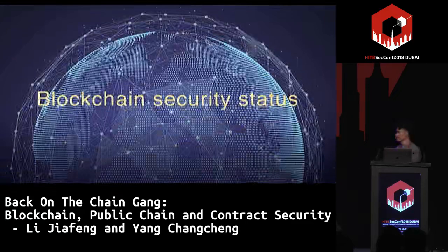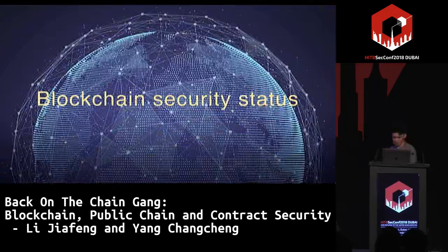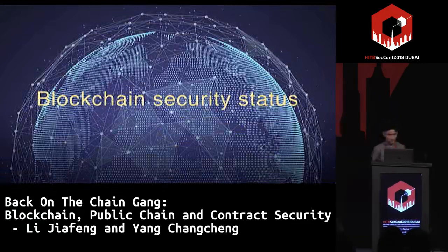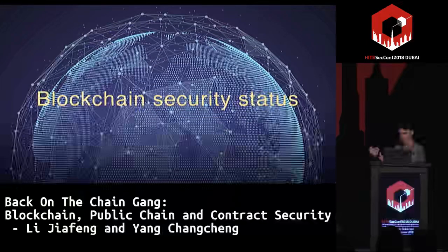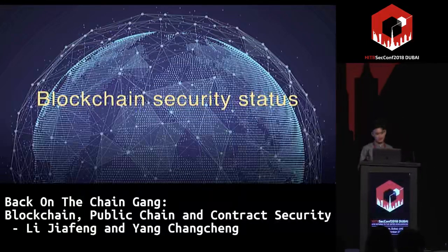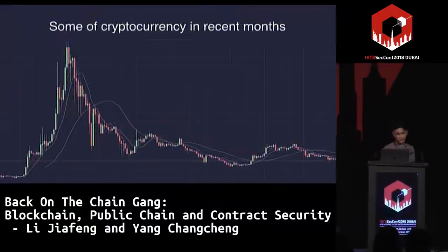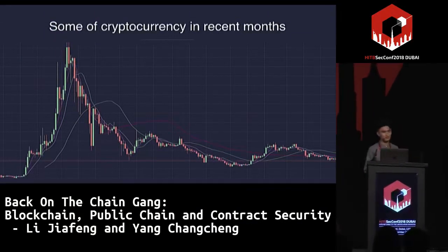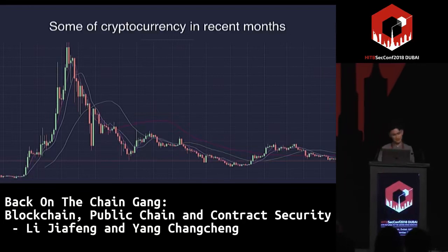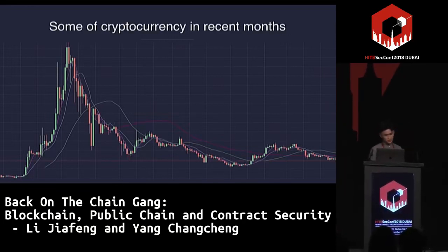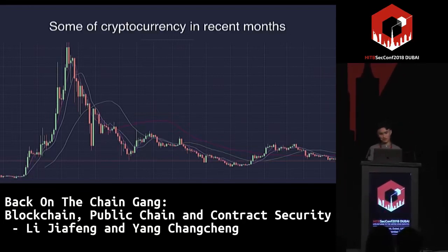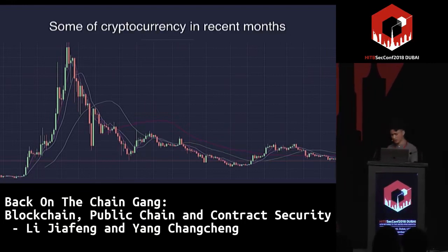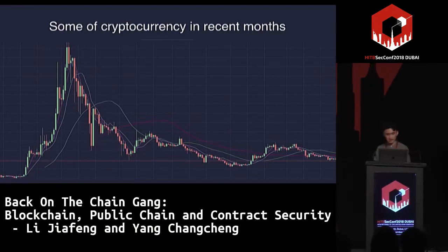And this is about some background or introduction, and about security status in the blockchain. This is about some of the cryptocurrency in recent months. You know, Bitcoin recently has been falling. This is the appearance of the price of various digital currencies, such as Bitcoin, falling and rising.